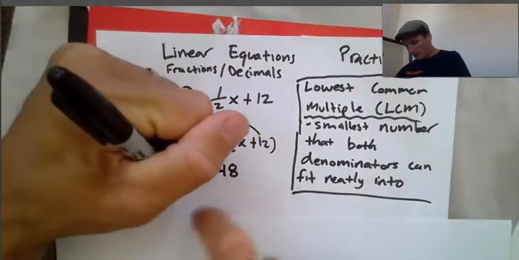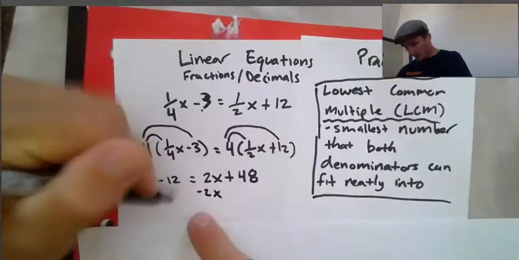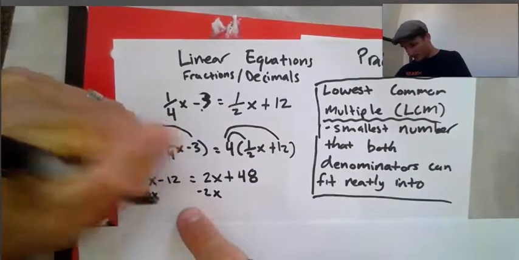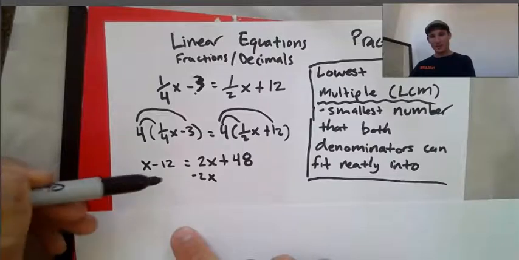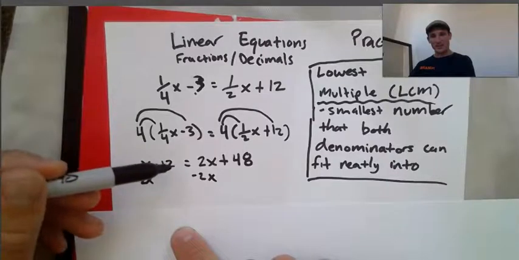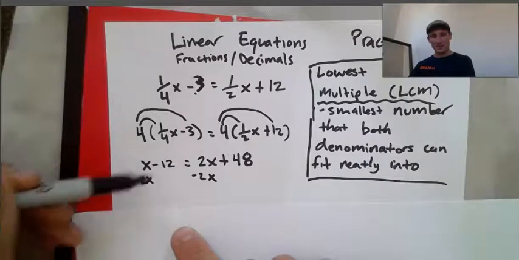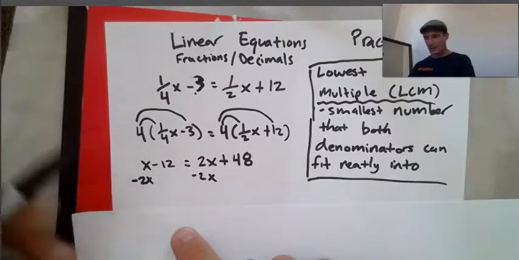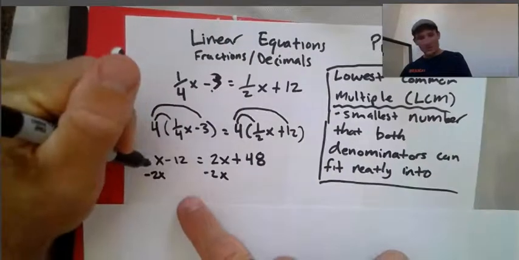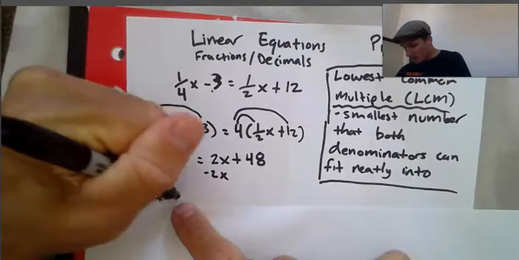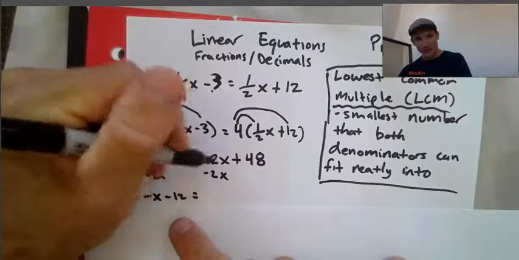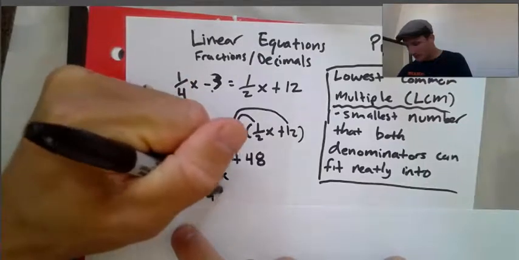Inverse of positive 2x, negative 2x, negative 2x. I combine these two because they're like terms. I don't put negative 2x here because that's a constant, that's a coefficient. We can't combine those. That becomes positive x minus 2x becomes negative 1x minus 12 equals, those cancel, 48.